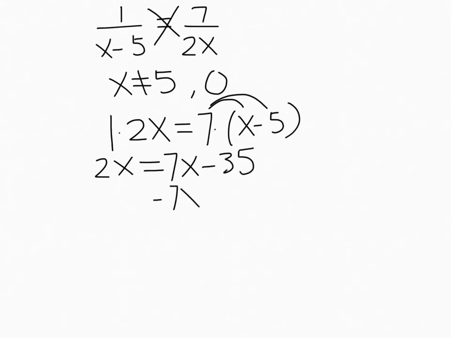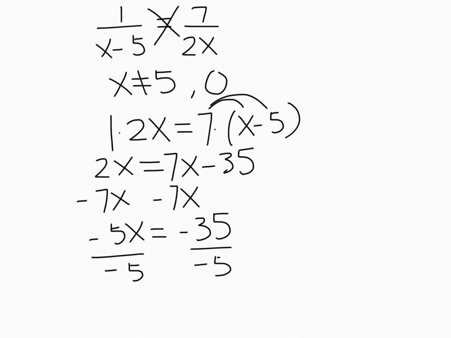Subtract 7x from both sides. That gives us 2 minus 7, which is -5x. 7 minus 7, that's gone. -35. Divide both sides by -5. So -5 divided by -5 gives me 1x, and -35 divided by -5 is positive 7. And 7 does not equal 5 or 0. So the answer is x equals 7.